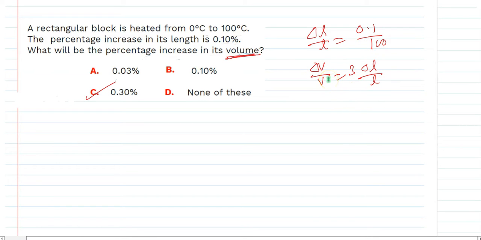We know V is proportional to L cube. For a rectangular block, V is L cube. Then del V by V equals 3 into del L by L. For a small change we can use differentiation. So 3 into 0.1%, that is 0.3%, will be the answer.